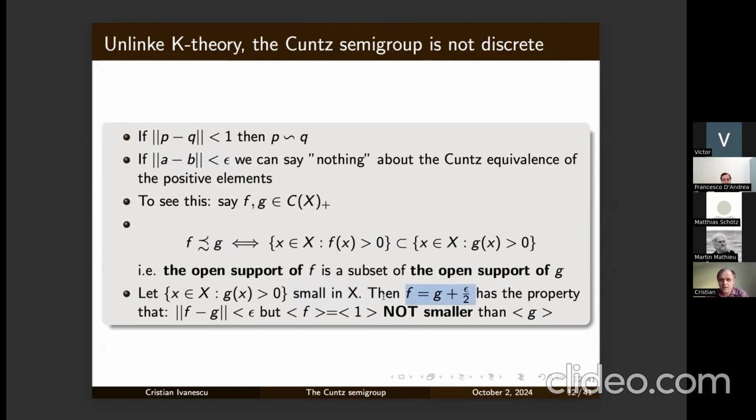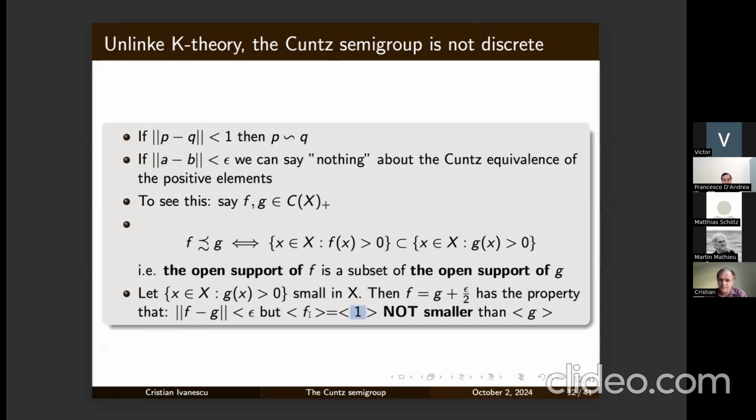So first of all, I want you to notice that indeed, if I take F of this form and g, F minus g is going to be less than epsilon. In fact, it's going to be less than epsilon over 2. I'm working with a supremum norm, so obviously, F minus g is going to be less than epsilon. However, epsilon over 2 tells me that F is now strictly positive on the entire domain, because I'm adding epsilon over 2 to something g which is positive. So what it says is that the Cuntz class of F is really the class of the constant function 1.